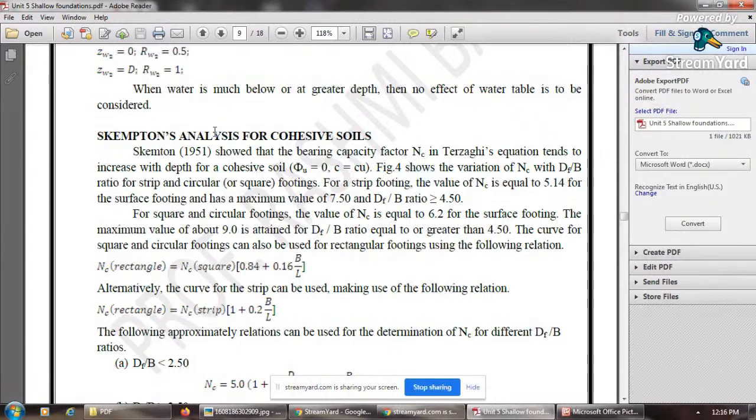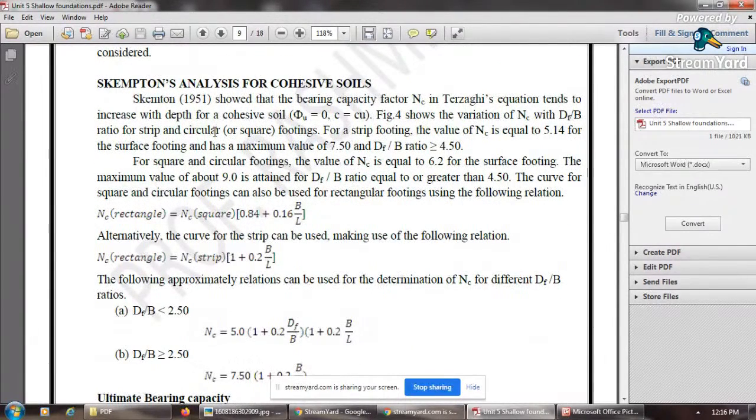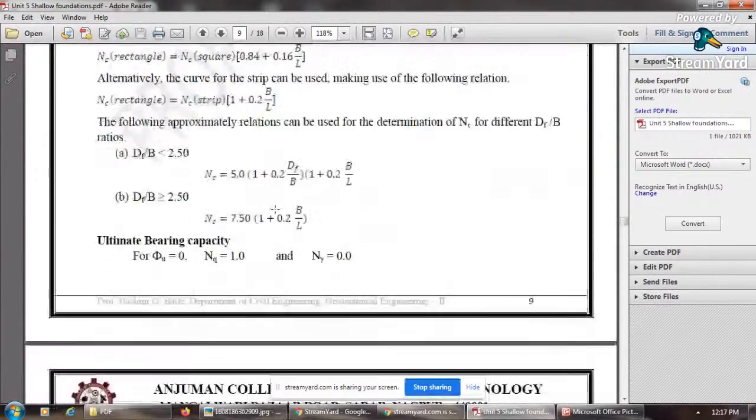So if this type of soil is there, Skempton was one of the scientists who has given certain formulas to calculate the values of bearing capacity. So let us see what Skempton says. Skempton in 1951 showed that the bearing capacity factor Nc in Terzaghi's equation tends to increase with depth for a cohesive soil, phi u equals 0, c equals cu. Figure 4 shows the variation of Nc with Df upon B.